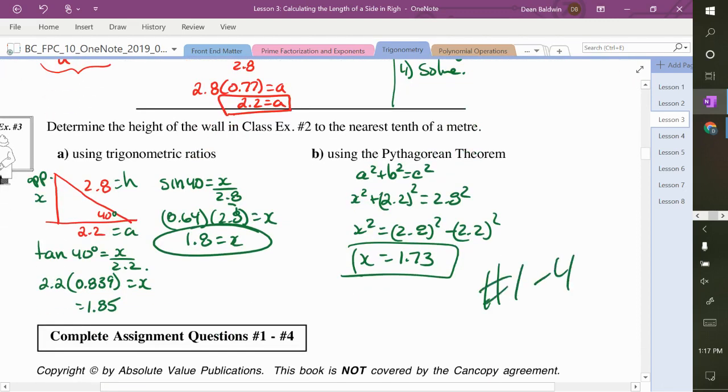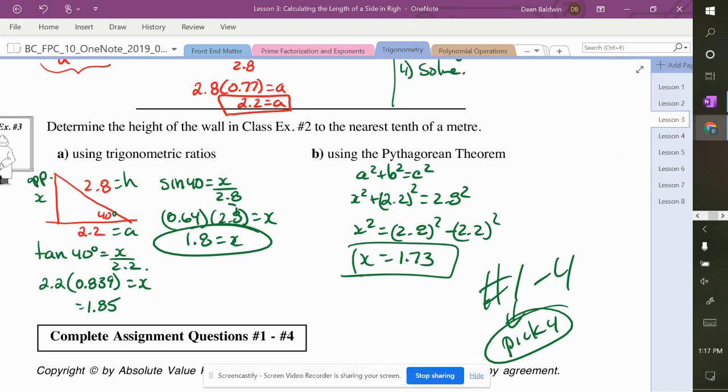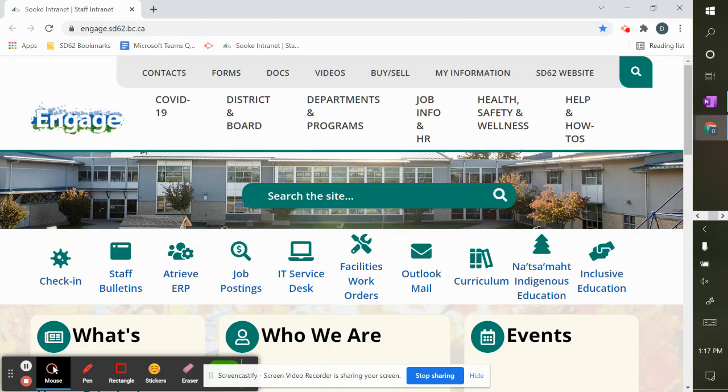Numbers 1 to 4, but for number 1, just pick 4 from number 1 because there's a whole bunch of them. You said number 4? 1, 2, 4.